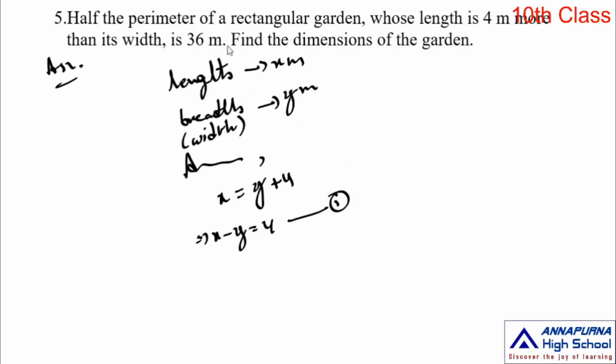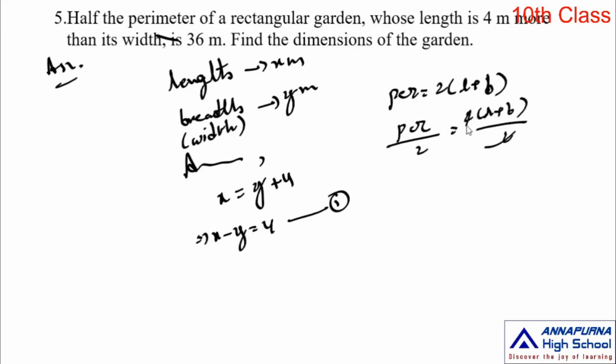And what is this 36 meters? This 36 meters is half of the perimeter of the rectangular garden. Generally, how do we find the perimeter of a rectangular garden? It is equal to 2 into L plus B. Its half means 2 into L plus B by 2. 2 cancels. It is equal to L plus B. So that means half of the perimeter is the sum of the length and breadth.